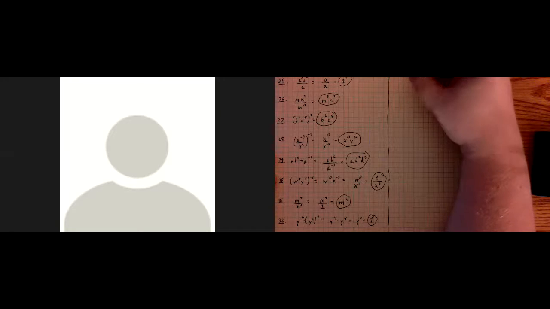All right, 33. This is where we start getting to some fun ones. p to the negative 4th, q squared over p squared, q to the negative 3rd.